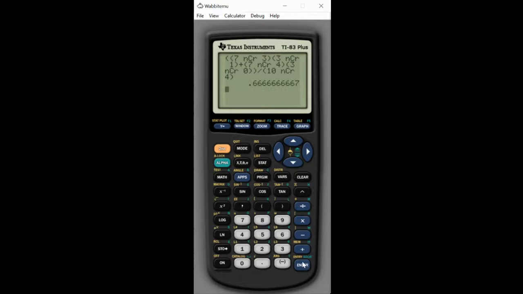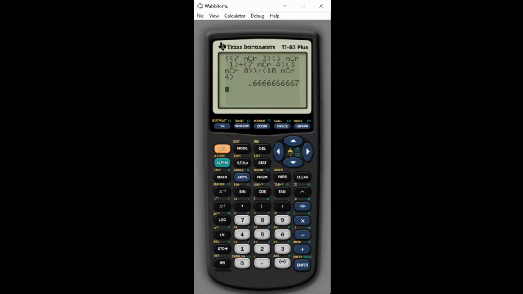If you notice, I'm getting 0.66, a whole bunch of 6s, but the directions told me to round to 3 decimal places, right? So again, guys, you want to be real careful with your parentheses. If you misplace them or you don't put them in the right spots, you can get a completely different answer. So you want to be real careful with that part.